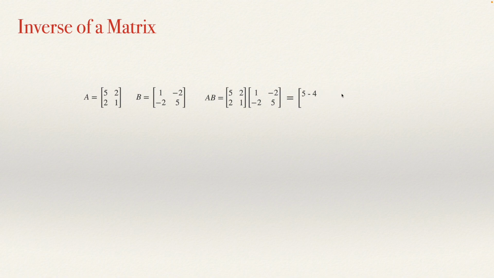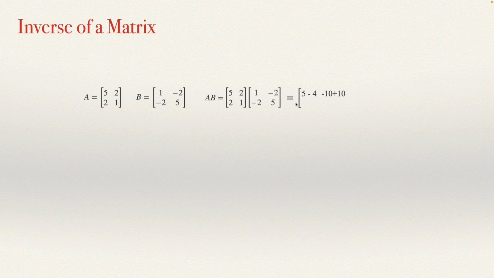Now for getting the second element of the first row, it will be the first row of the first matrix multiplied by the second column of the second matrix. It will be 5 times minus 2, minus 10, plus 2 times 5, so plus 10. So it will be minus 10 plus 10.